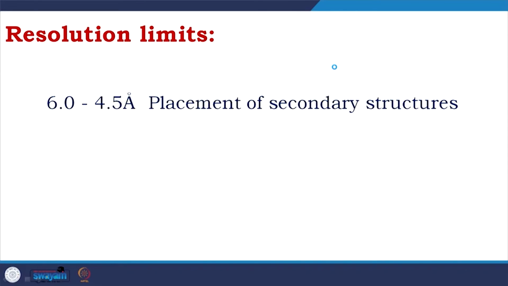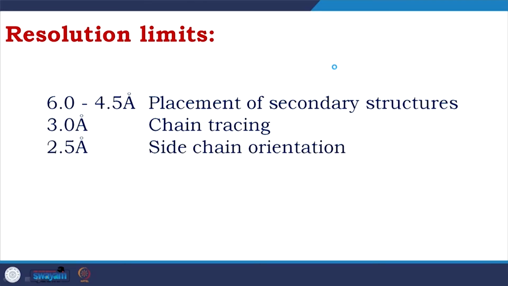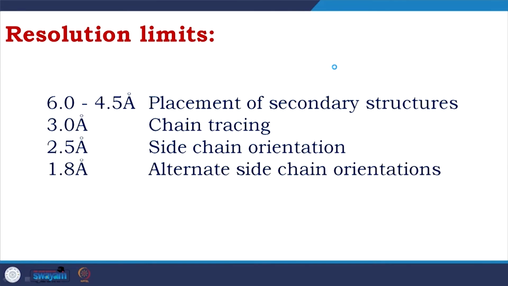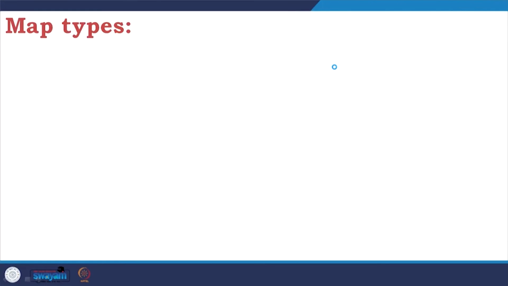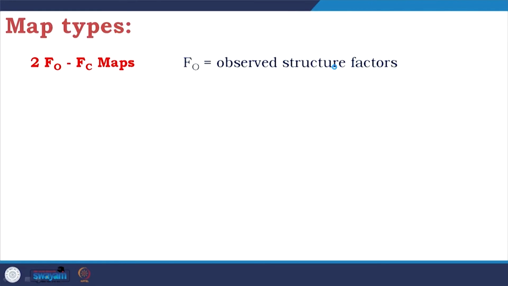Resolution limit is very important. 6 to 4.5 angstrom is placement of the secondary structures, 3 angstrom is for main chain tracing, 2.5 angstrom for side chain orientation, 1.8 angstrom for alternate side chain orientations, 1.2 angstrom for looking at the effect of hydrogen atoms. Map types: 2 F0 minus FC map, F0 is observed structure factor, we talked about this, FC is the calculated structure factor.